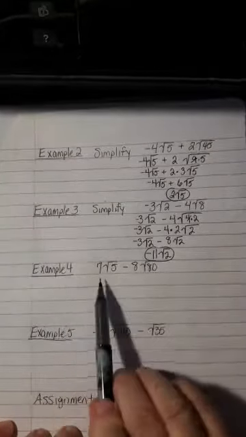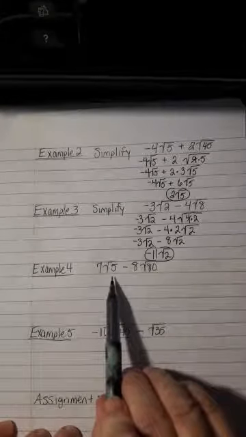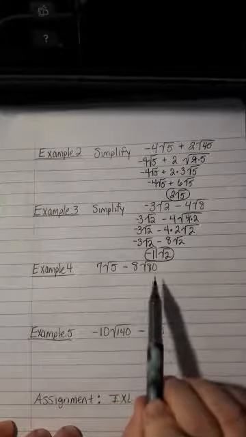Example 4. 7 on the square root of 5 minus 8 on the square root of 80.